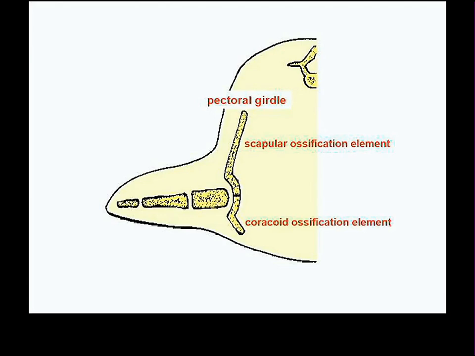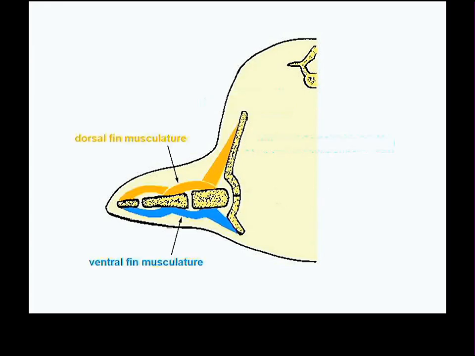And where those two elements meet, there's a little articular cavity called the glenoid cavity, and it is in that glenoid cavity that the most proximal bone of the fin actually articulates. The glenoid cavity is formed by a contribution from both the coracoid and scapular ossification elements.